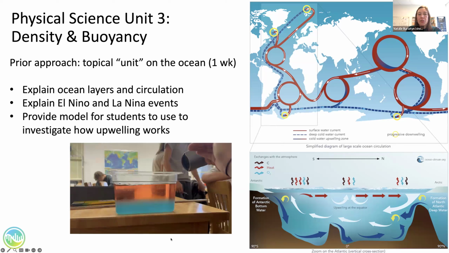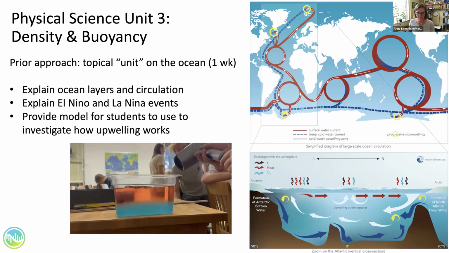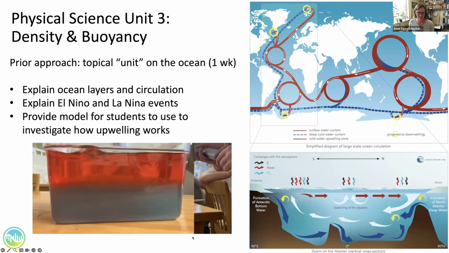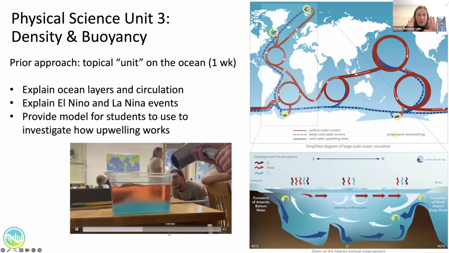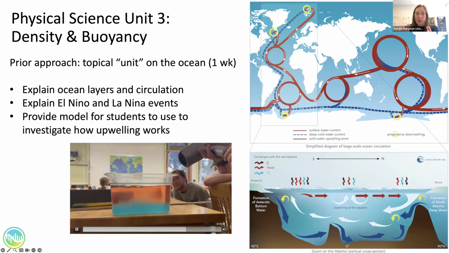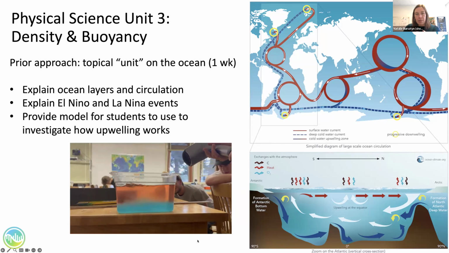So the students would use this model to investigate how upwelling works, which is a challenging concept to understand. It would be explained in class with a figure like the one you see here, and then they would get to do it themselves so that they could really lock it in and get that it does actually move upwards. And that's very, very singular. It's a section. It is tied to other things, but not deliberately.